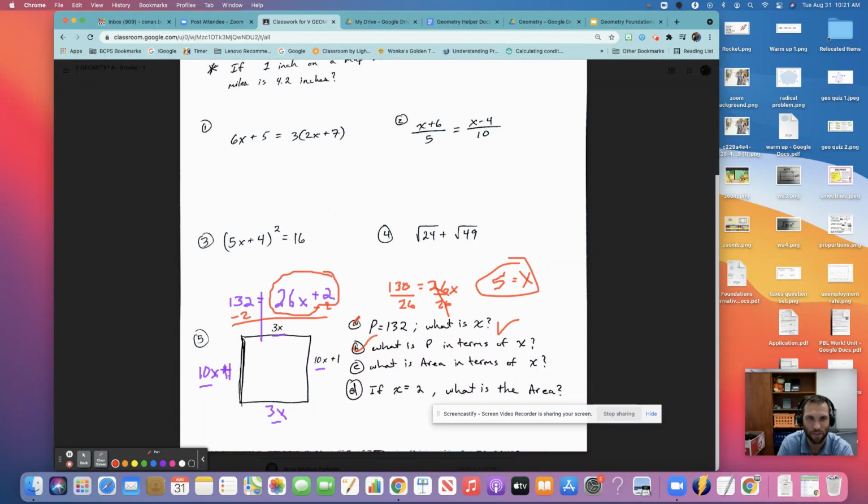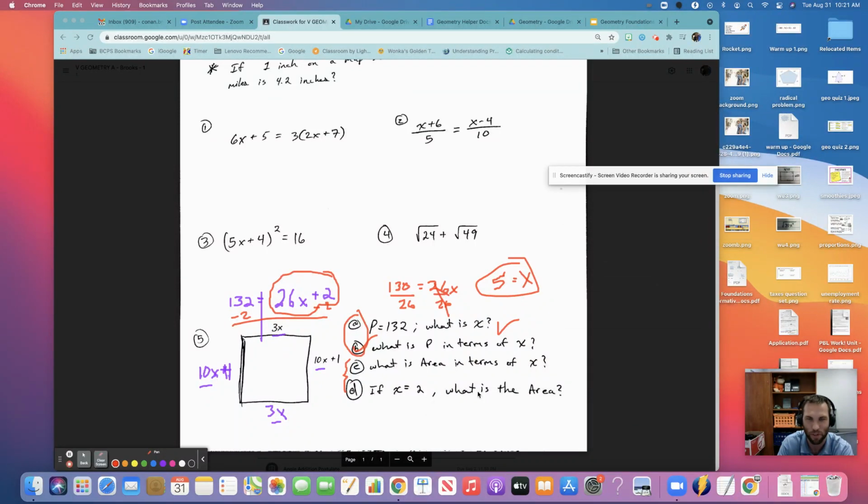This is not on the test. So these two are on the test, and these two are not on the test. I'm just realizing this. But I think it's worth putting down here because it's really good practice for algebra. And you need to remember what you're doing from last year. So I'm going to do it, but it's not on the test. So what's the area in terms of x? To find that, you multiply. So you're going to multiply 3x times 10x plus 1. And by the way, I think that I'm going to try for this to be the last time that the study guide does not exactly follow the test.